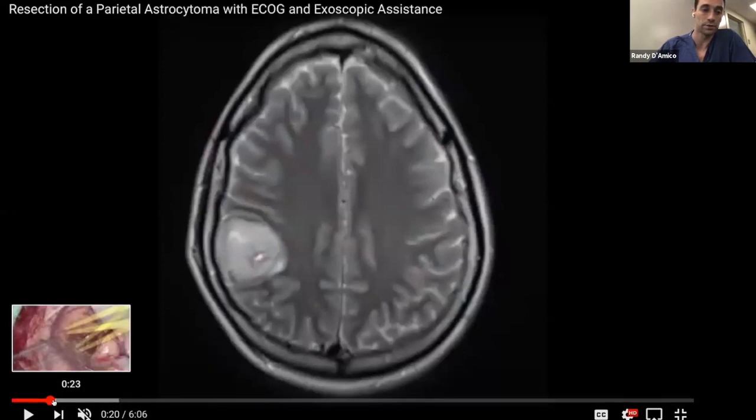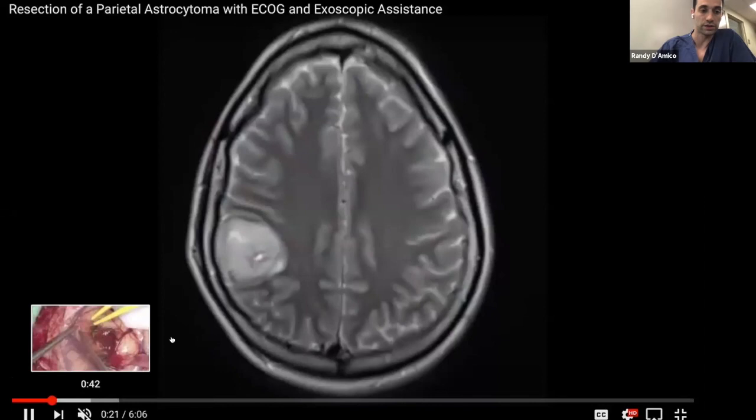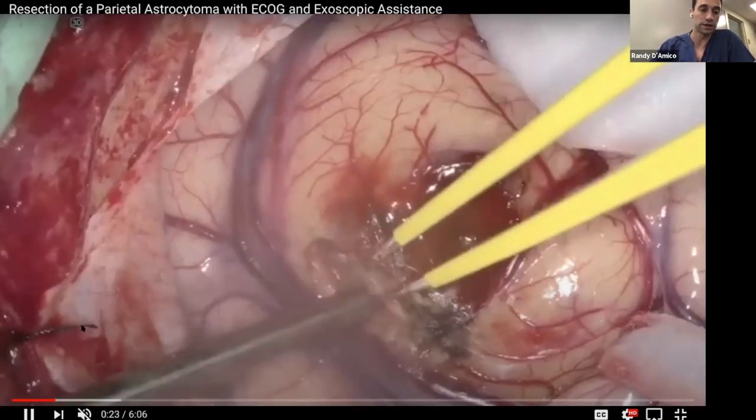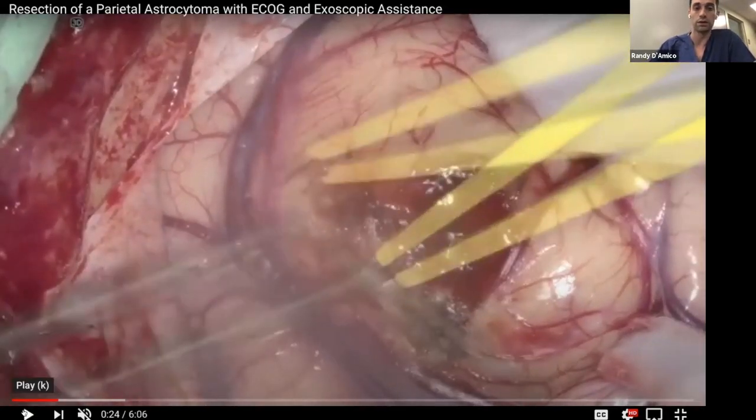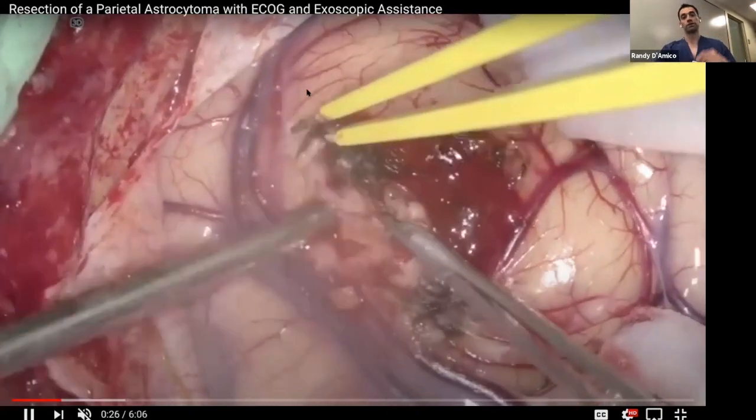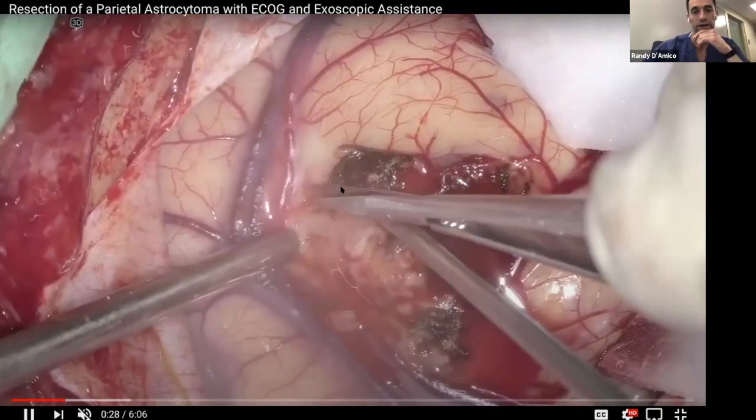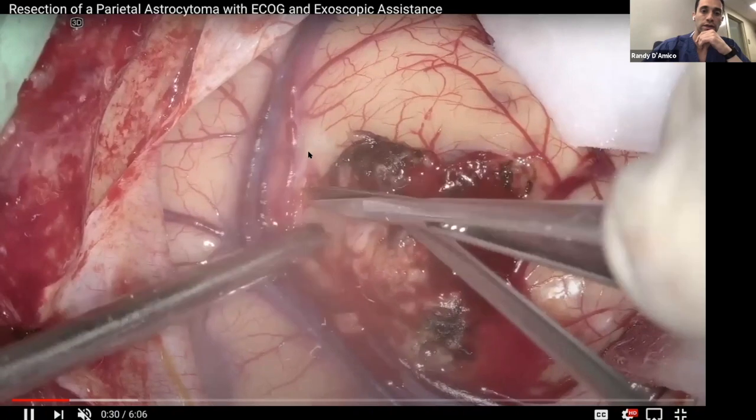All right, I'm going to let this play a little bit without sound so you guys can see. So this is actually the brain. This is where the brain tumor is, obviously. And this is a Dr. Langer case. And what he's doing here is cauterizing the pia.